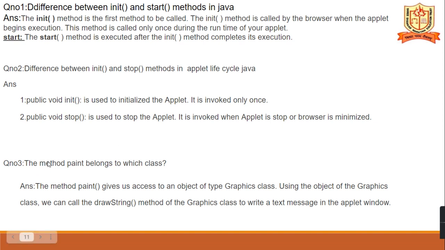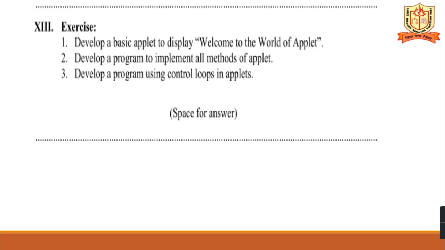Next, third question. The method paint belongs to which class? The paint method belongs to the AWT package, that is, the Graphics class object. The method paint gives access to the object of the Graphics class. Using this object, we can call the drawString method of the Graphics class to write the text inside the applet window. The paint method is present in this Graphics class.